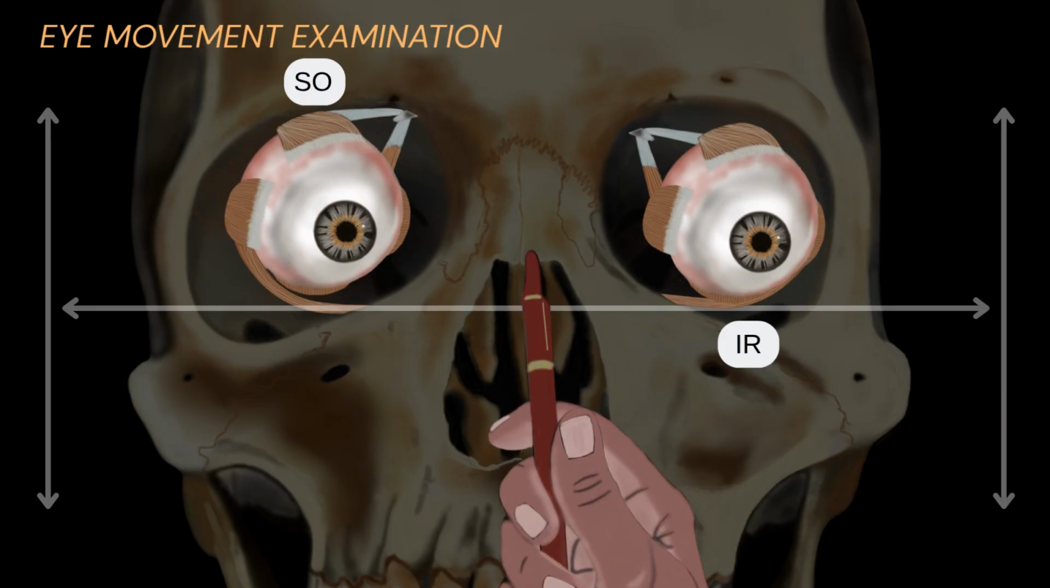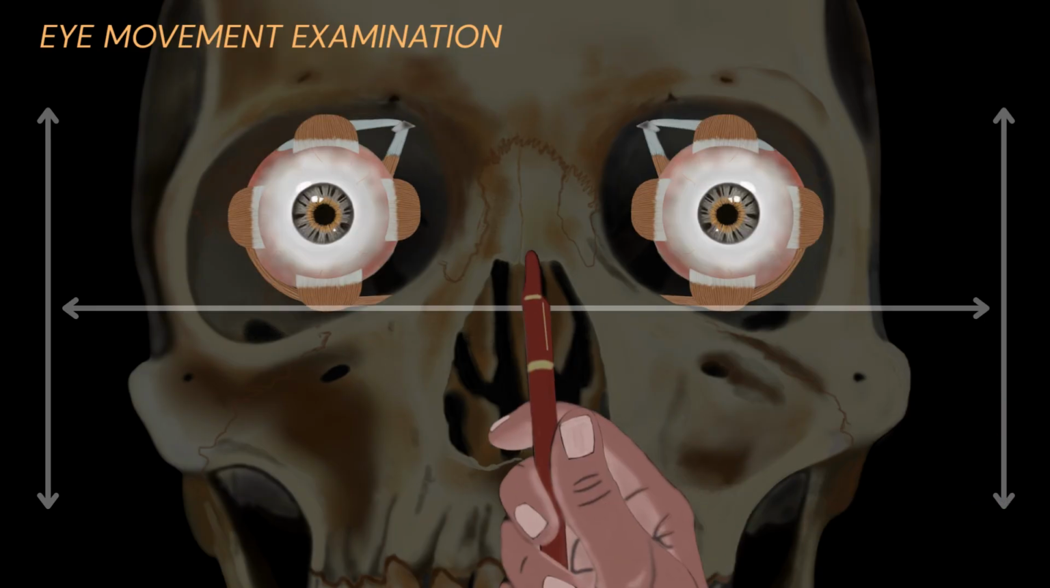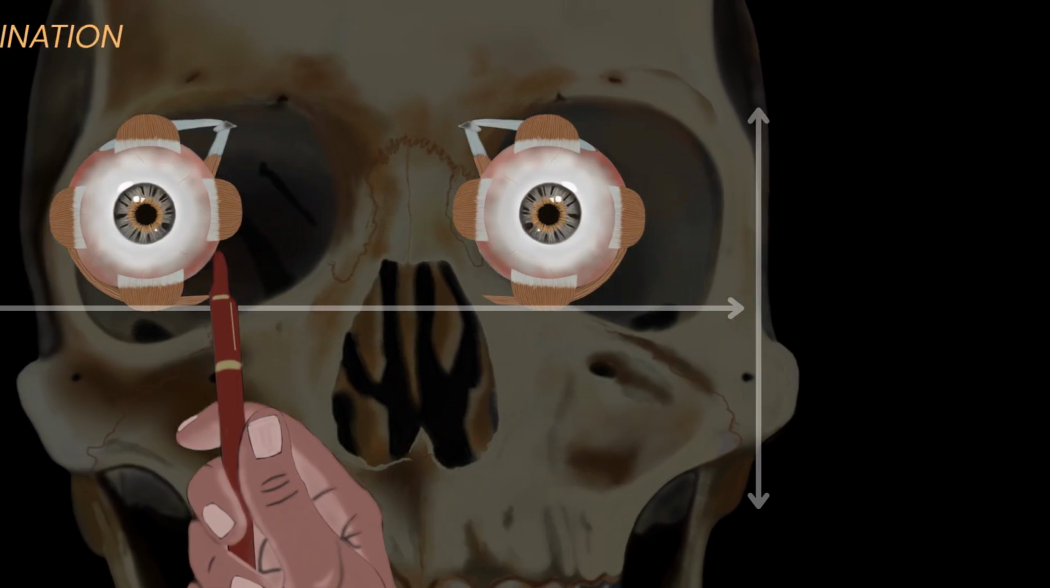Each position of gaze isolates specific muscles by placing the eye in a position where only certain muscles can effectively act. This allows us to detect muscle weakness, nerve dysfunction, or impaired coordination between the eyes. Watch our full tutorial on the eye movement exam where we discuss each muscle that is tested in each cardinal field, the nerve affected, and its associated clinical deficits.